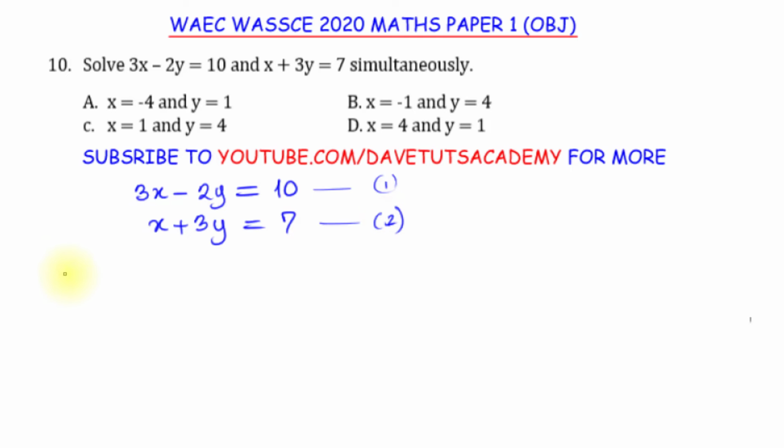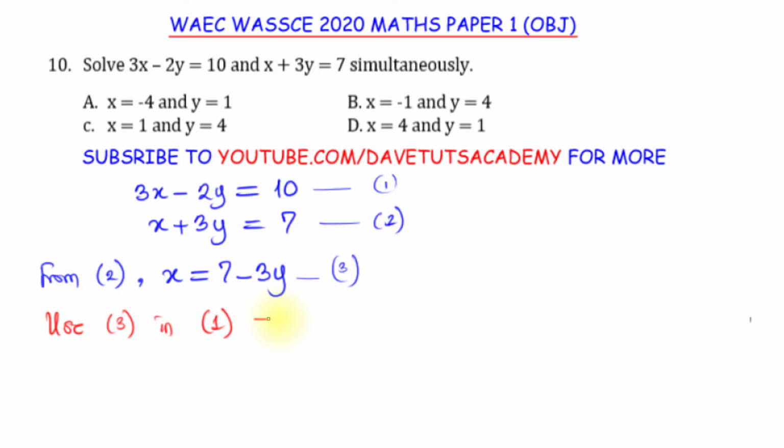This is what I'm going to do. From equation 2, I can find the expression for x to be 7 minus 3y, because when 3y moves to the right hand side, it becomes minus 3y. If I call this equation 3, I can use equation 3 in 1. I use equation 3 in 1 to yield 3 multiplied by, instead of writing x, I will write 7 minus 3y, then minus 2y is equal to 10.